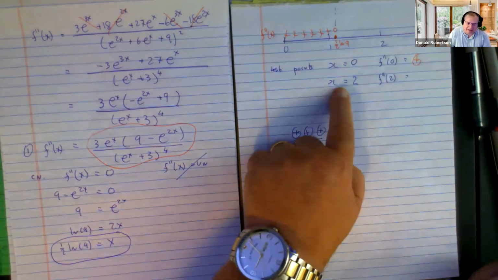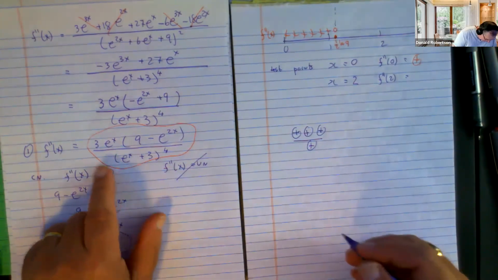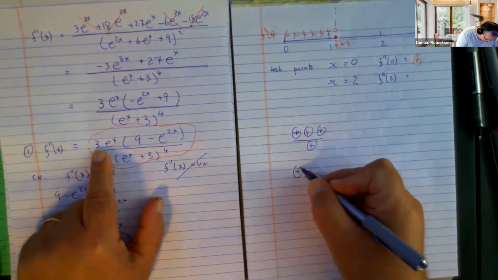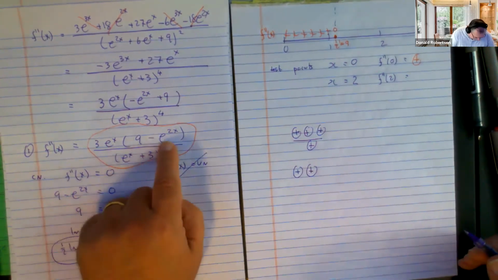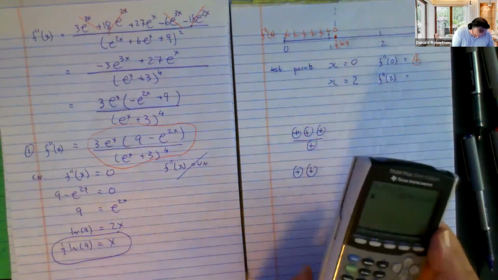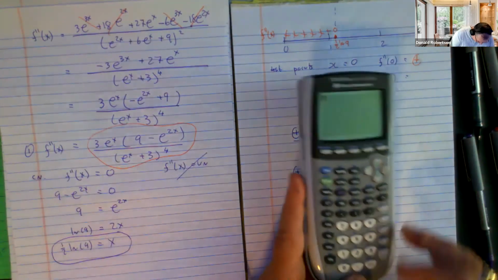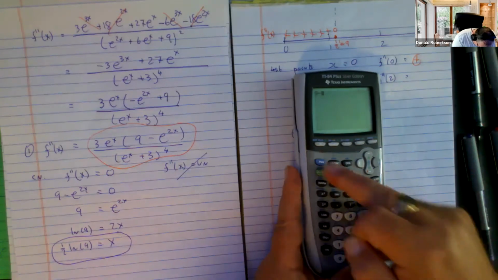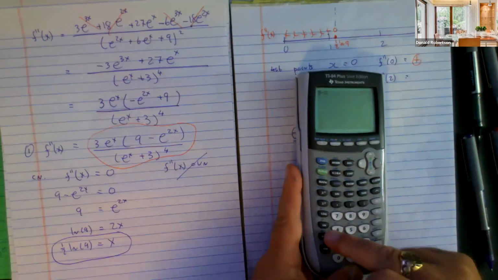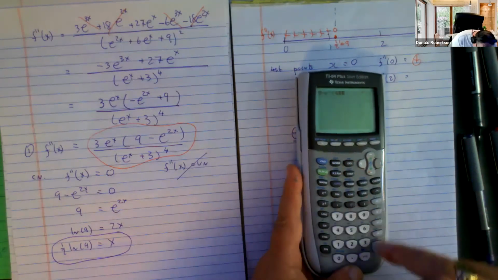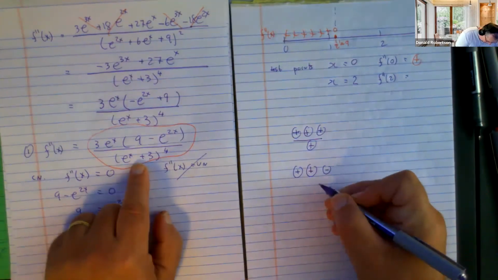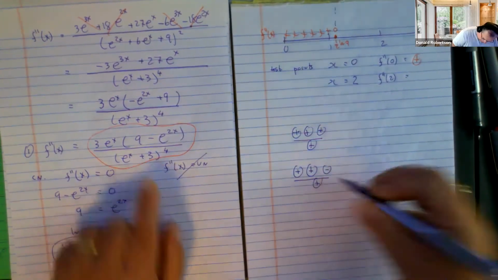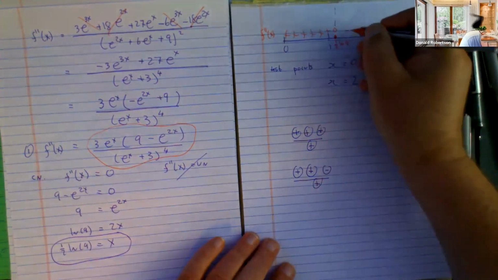Okay, let's do x equals 2. That might be a bit harder. 3 is positive. E squared is positive. 9 take away e to the power of 4. I'm not convinced, but I'm pretty sure it's negative. That one I will have to do a calculation on. And I was right, it's negative. And that guy at the power of 4 is always positive. Not a surprise, really. Negative.